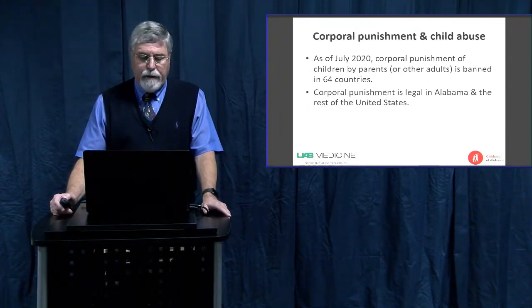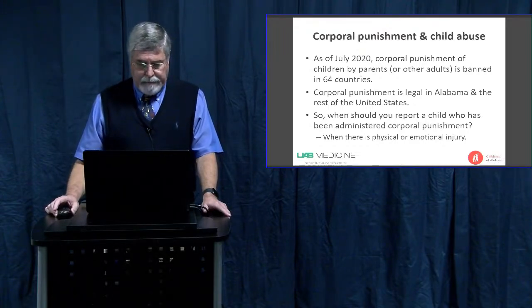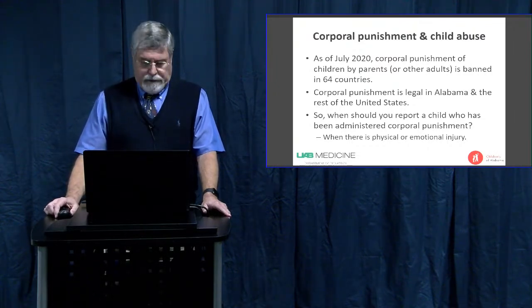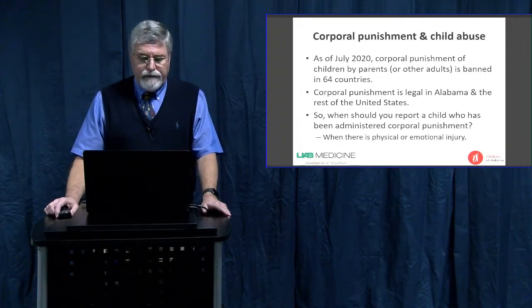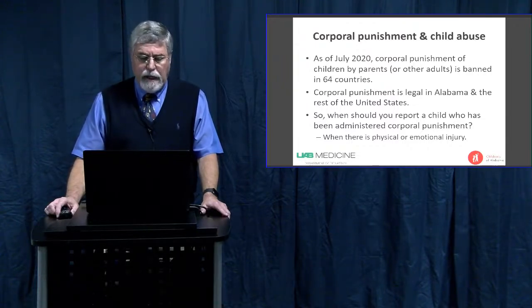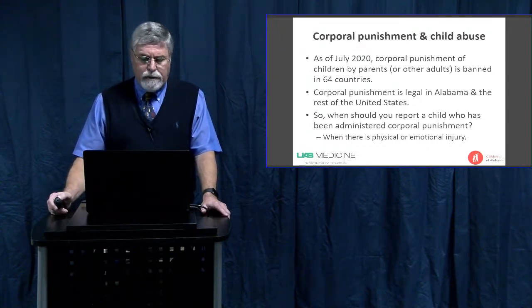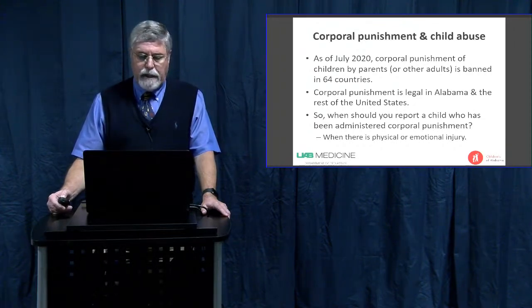So as a medical professional, when do you report a child as having been abused if corporal punishment has been used? Any corporal punishment that causes a physical injury, including bruising, abrasions, obviously broken bones, or emotional injuries. So if you have an 8-year-old being whipped in front of his peers or at school or somewhere else, clearly that child is at risk for a more serious injury, and that family needs help. And so would warrant a report to DHR, because that family needs help in knowing how to deal with a child and how to discipline a child.